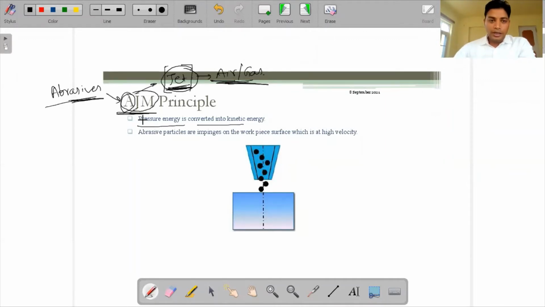Now, as I said, the pressure energy is converted into kinetic energy. Let's discuss this one. This portion is basically the nozzle.